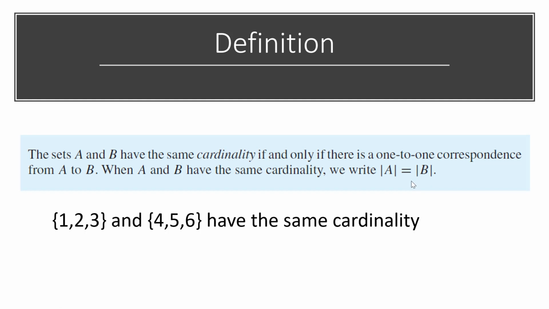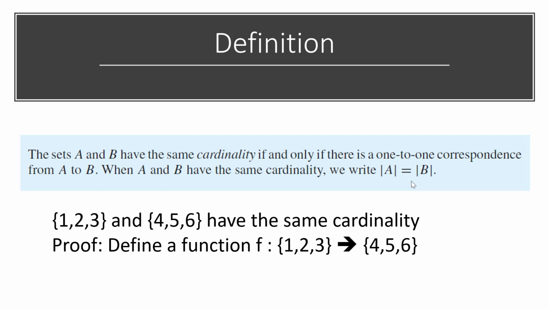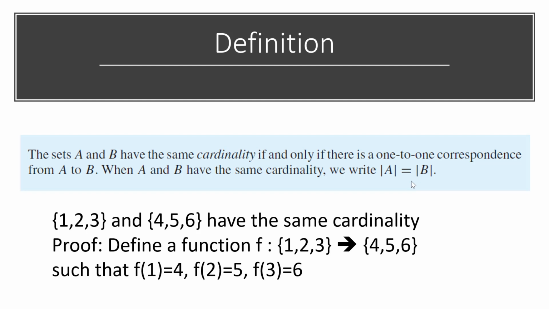For example, {1, 2, 3} and {4, 5, 6} have the same cardinality because we can just count them and see that they both have the same number of elements. We can also prove this by defining a function from {1, 2, 3} to {4, 5, 6} as follows. f of 1 is 4, f of 2 is 5, f of 3 is 6. Now clearly this is a one-to-one function from this set to this set here, and therefore the cardinalities are the same. It's also an onto function if you notice, so therefore it's a bijection.